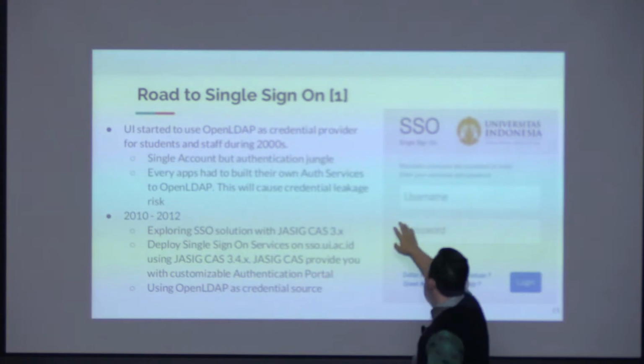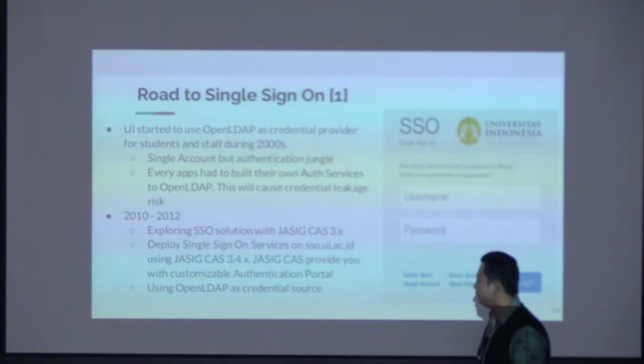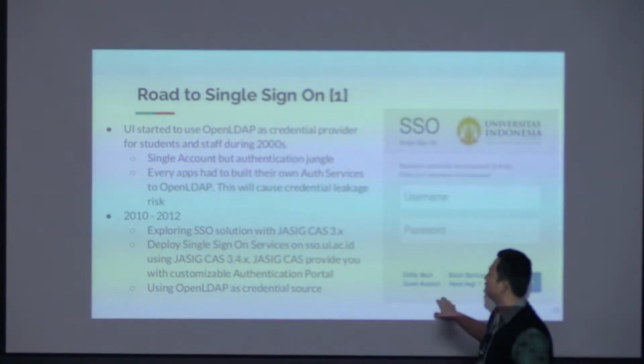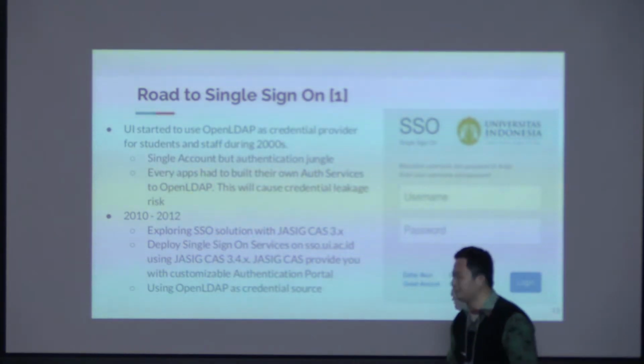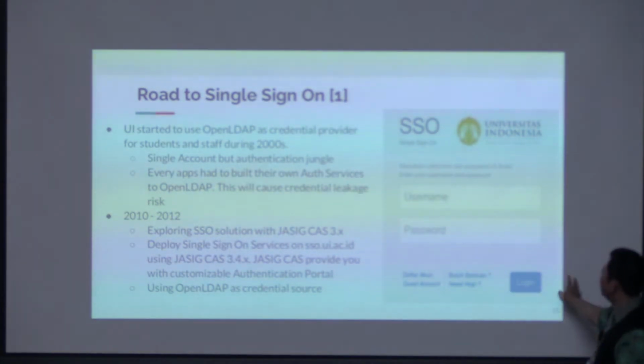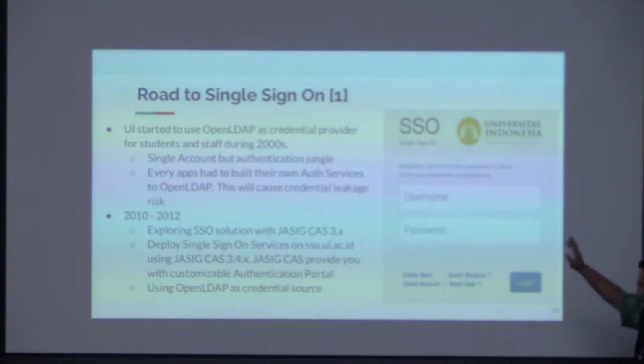I will show the web. This is the web page, using Jasig 3.4. Jasig also provides a customizable authentication portal. It has a standard portal, but we customized it. This is the customization result. And at the first time, we were using OpenLDAP as the credential source.